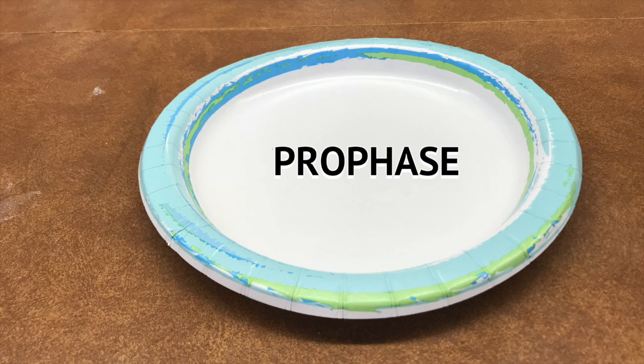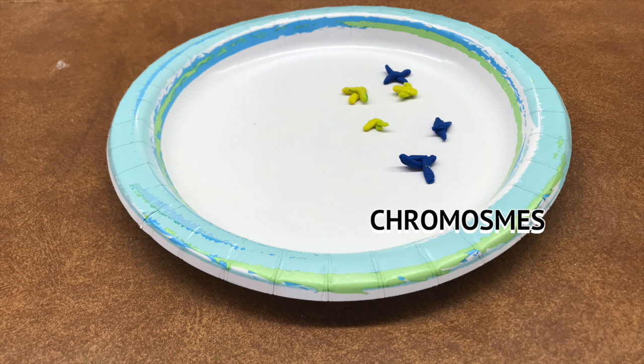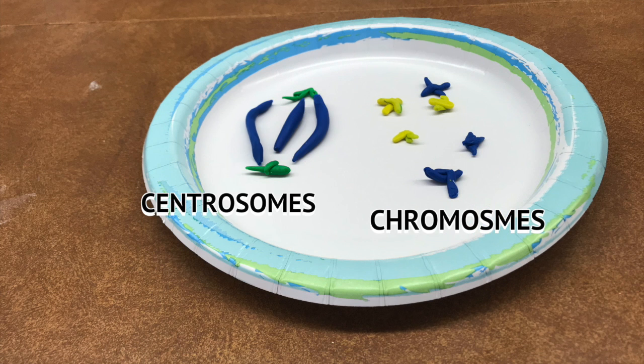Next is prophase. The chromosomes are now uncondensed and each pair of sister chromatids are joined together. Now the centrosomes appear with their spindle fibers. As you can see, the nuclear envelope has disappeared and we are just left with the chromosomes.